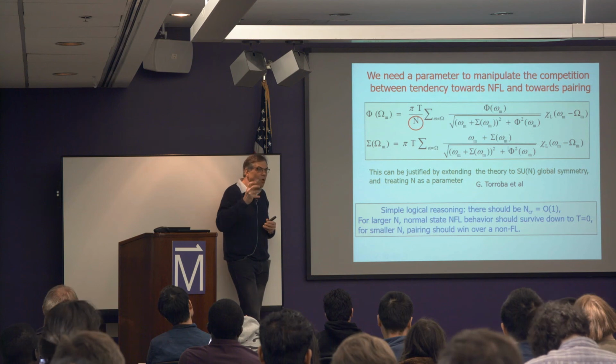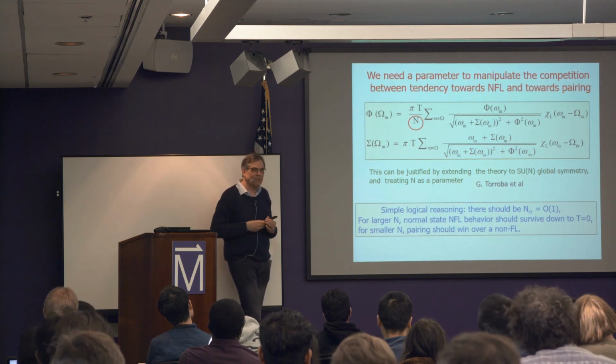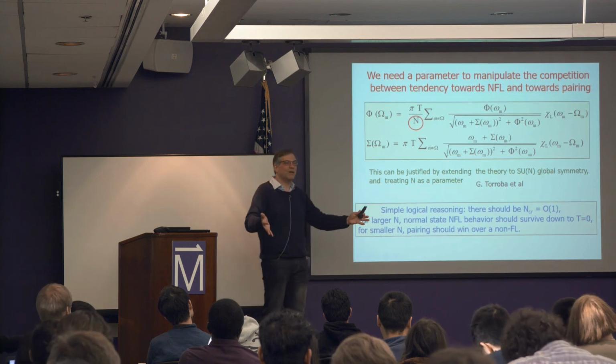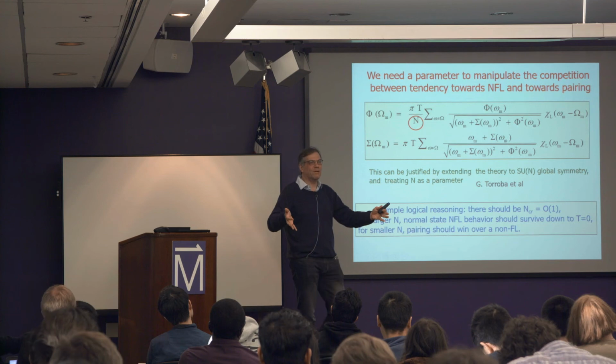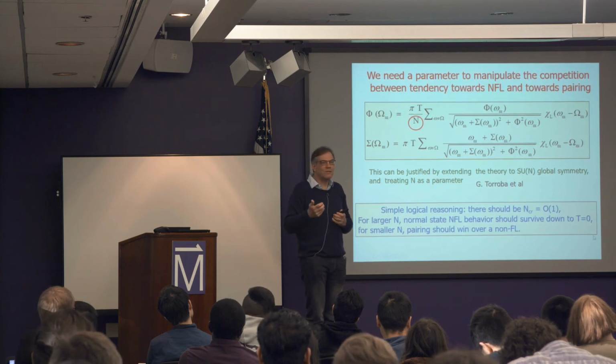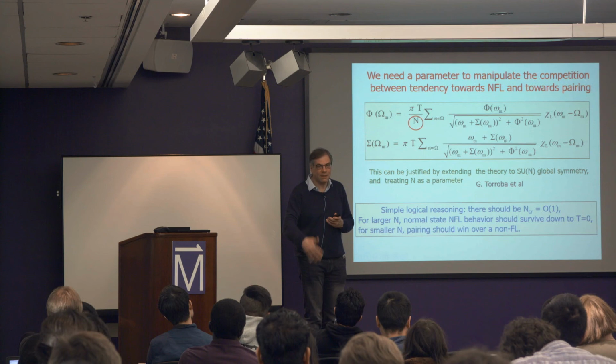I'm running almost out of time, so I will tell you a simple thing and then quickly tell you about a non-trivial thing. So what do you expect generally? Two channels compete with each other. They're both of the same order, right? And I put this parameter n. When n is large, superconductivity is weakened. What do you expect? Non-Fermi liquid will win, right? When n is small, superconductivity will win.